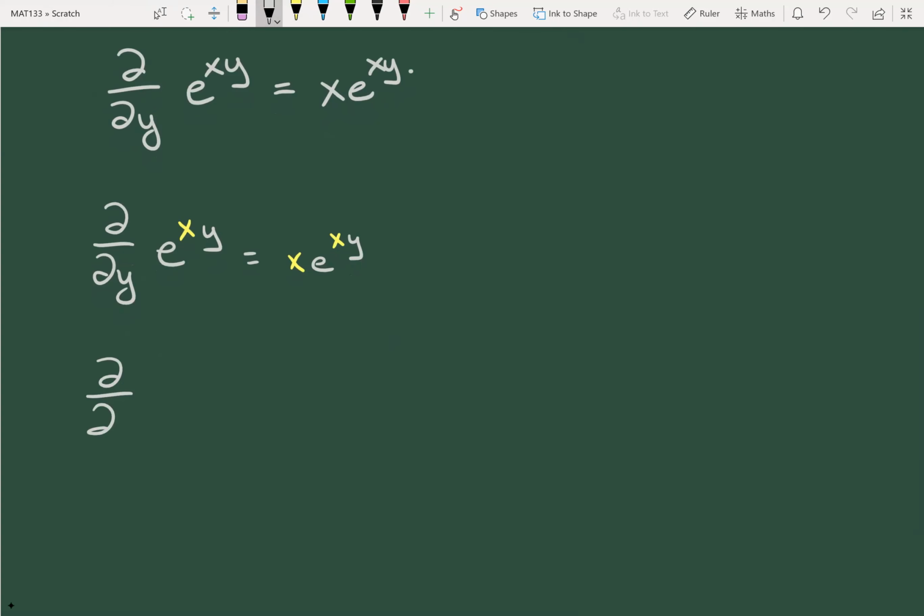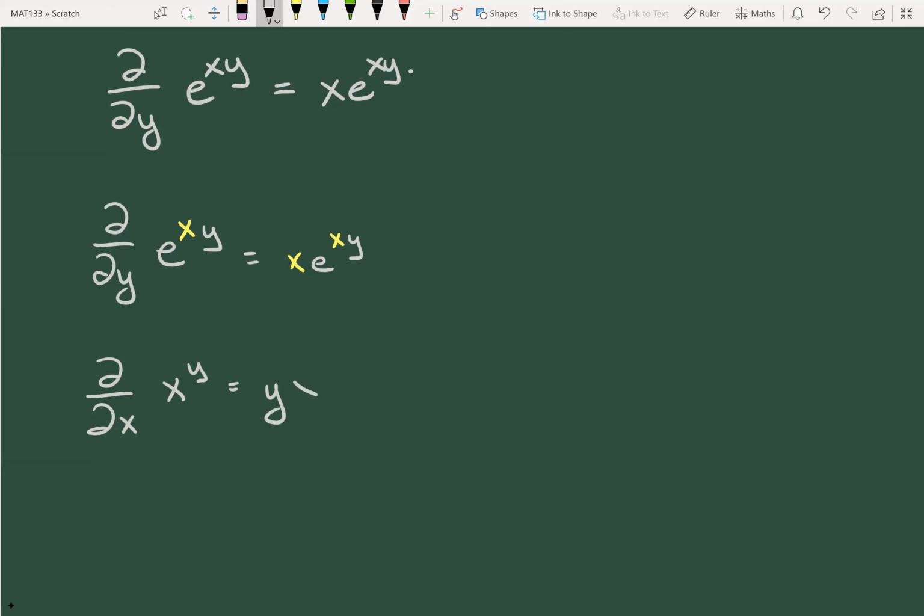So the partial with respect to x of x to the power of y. All right, let's try that one. What's the derivative of x to the power of y with respect to x? Okay, you're just pretending y is a constant. Yes. Yeah, perfect. Beautiful. Both of you.